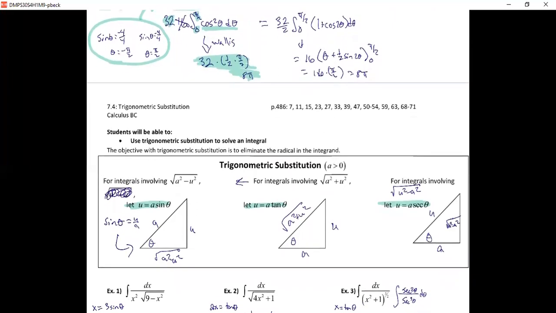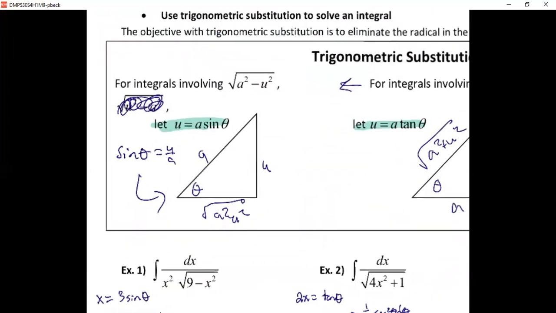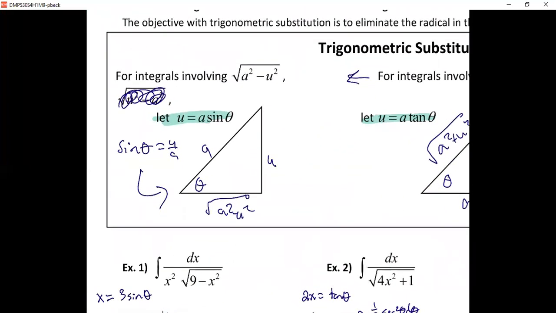So for instance, if you look at problem number 1, I see a squared minus x squared. That's my prompt that x equals 3 sine theta. Because it's a squared minus x squared at sine, my a value is 3. So my u, if you remember, this is u squared, this is a squared. So that's why it's u equals 3 sine theta.